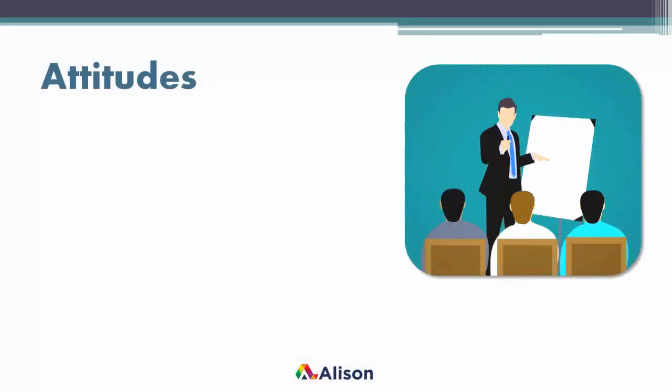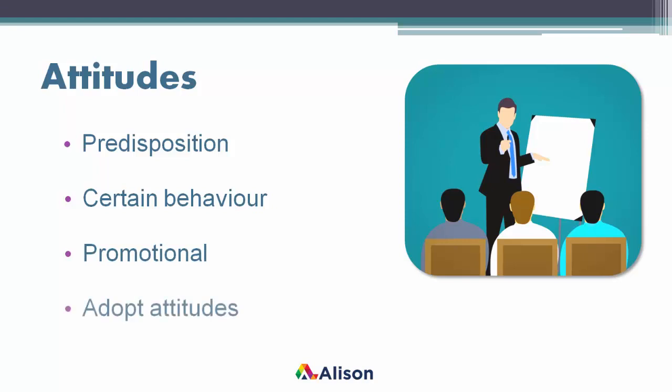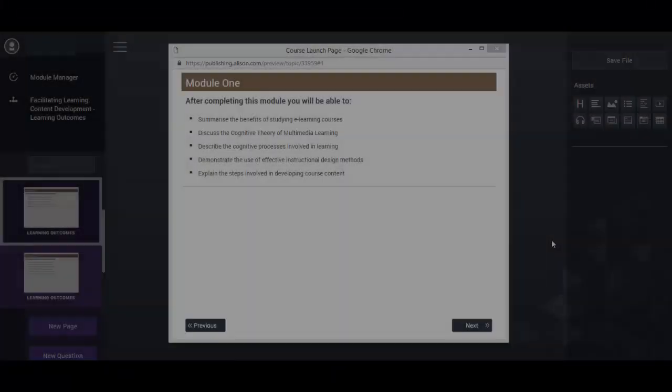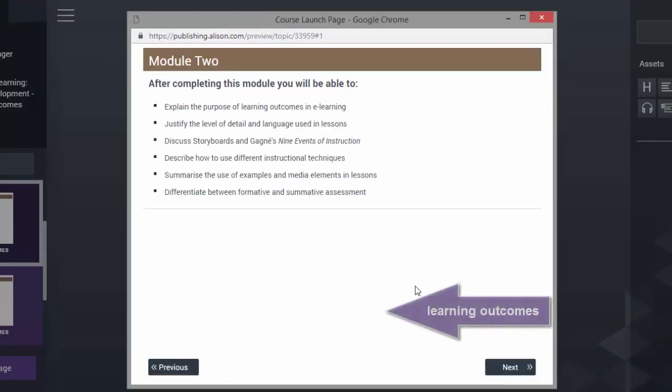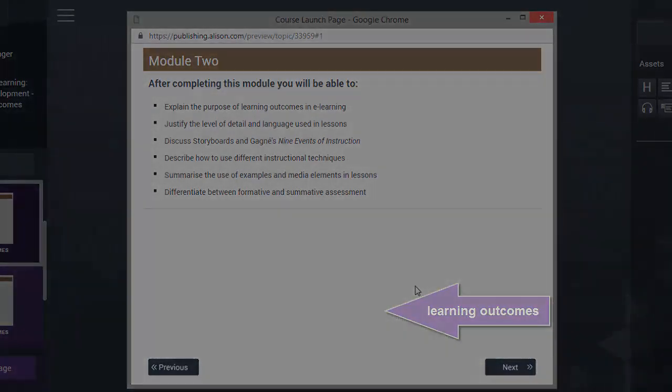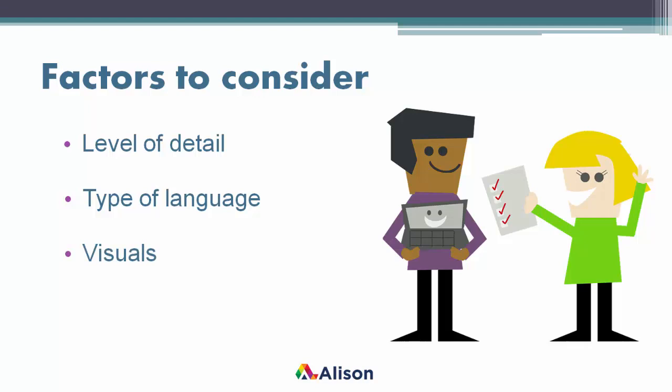Attitudes are a predisposition to certain behaviors. For example, course content may be included that relates to promoting the urgency to adopt attitudes for limiting the effects of climate change. Whoever is in charge of developing the content for e-lessons should first of all refer to the course outline or plan. This will inform them about the relevant topics to cover and the approach to take. Factors to consider are the level of detail required, the type of language to use, and whether concepts will be illustrated using visuals, examples, or case studies.